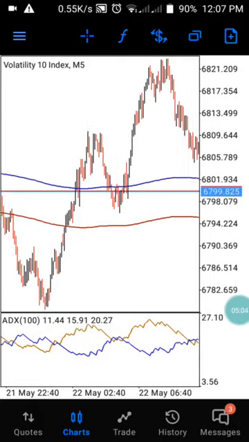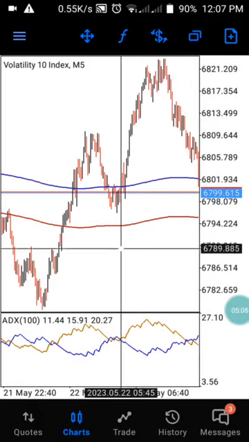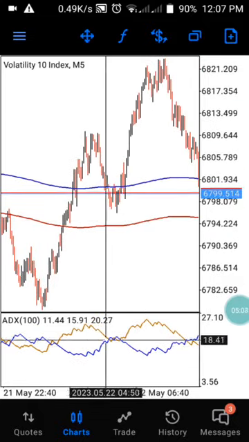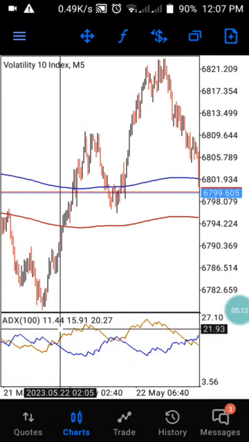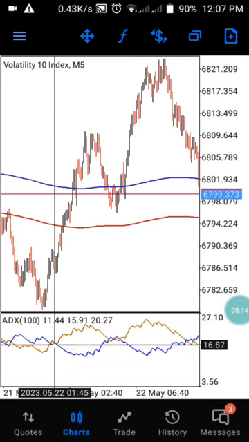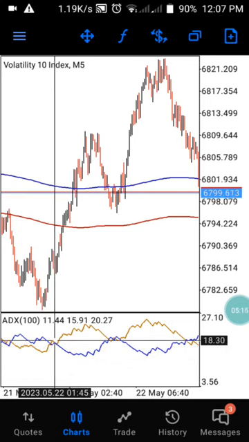Let me explain how this strategy really works. One thing you need to understand about trading Volatility 10 is that the price will always move. That's it. The price will always move.